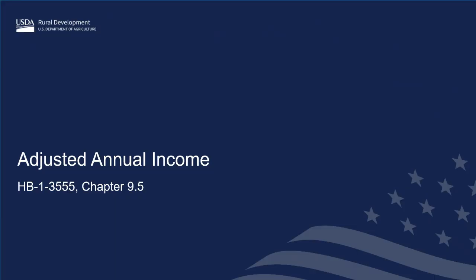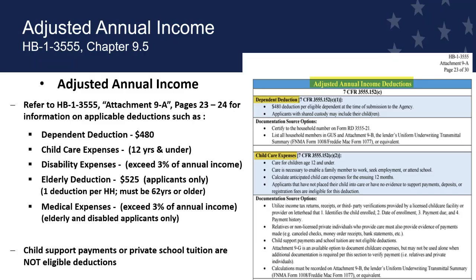Now let's go into the adjusted annual income. Reference to this income is in chapter 9.5. Our agency allows deductions from the annual household income, which will then determine the adjusted annual income. Pages 23 and 24 of the attachment 9A provide a detailed breakdown of the deductions. These include a $480 deduction per eligible dependent, childcare expenses, disability expenses, and the elderly deduction, which is one per household and must be for someone 62 years or older. This amount increased from $400 to $525 last August. And of course, we have medical expenses for elderly and disabled applicants only.